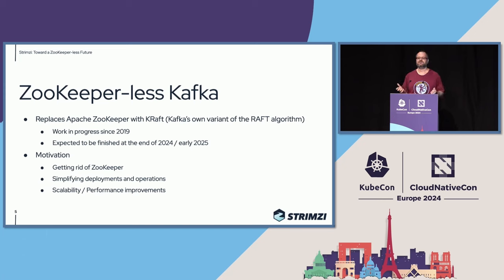The motivation for that is, A, to get rid of ZooKeeper. ZooKeeper does some things really great, but it has also some issues. But also, we want to simplify the deployment and the operations of Apache Kafka, because it doesn't make much sense that you need to know two different systems, two different projects, how to run them, how to operate them, just to run Apache Kafka. So this should simplify things.